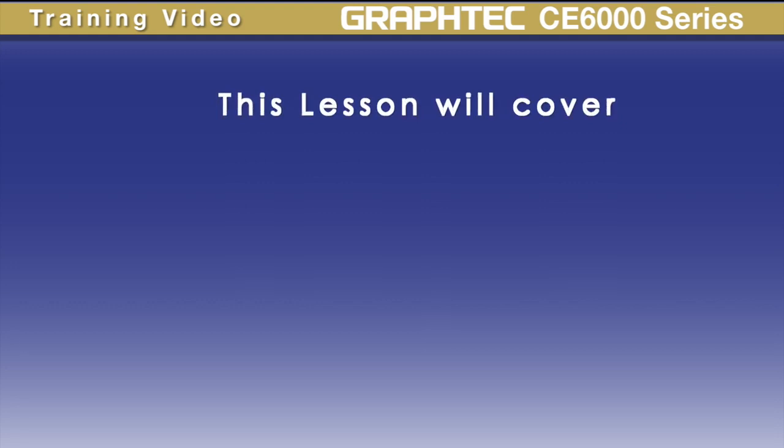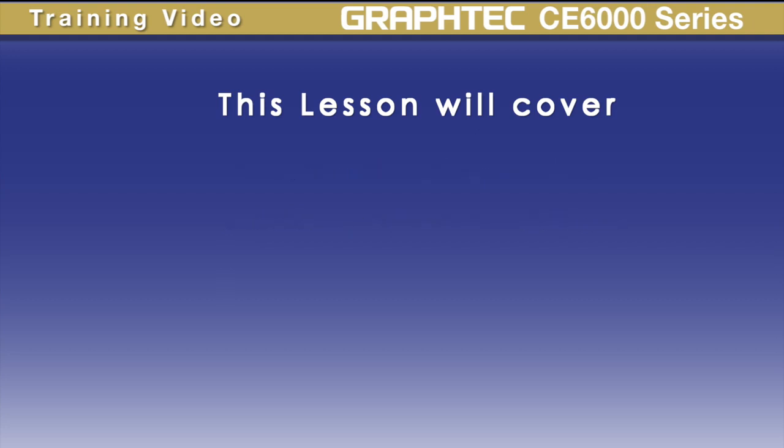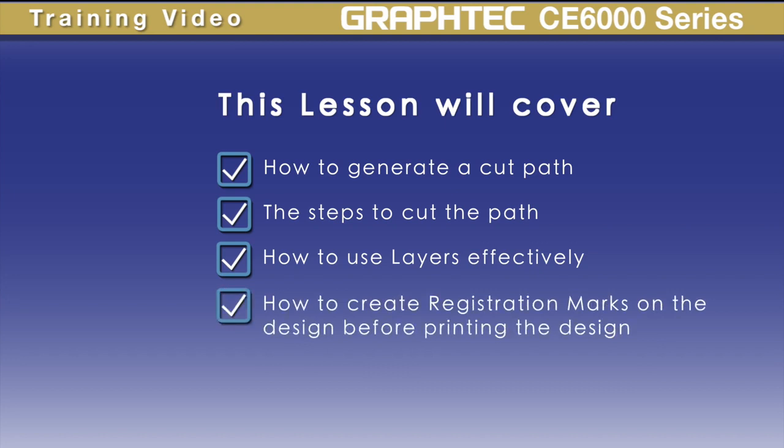This lesson will cover the process from start to finish when using a roll feed cutter, such as the FC8600 or the CE6000 and 6000 Plus series. This includes how to generate a cut path, the steps required to contour cut the print, how to use layers effectively, and how to create registration marks on your design before sending to print.